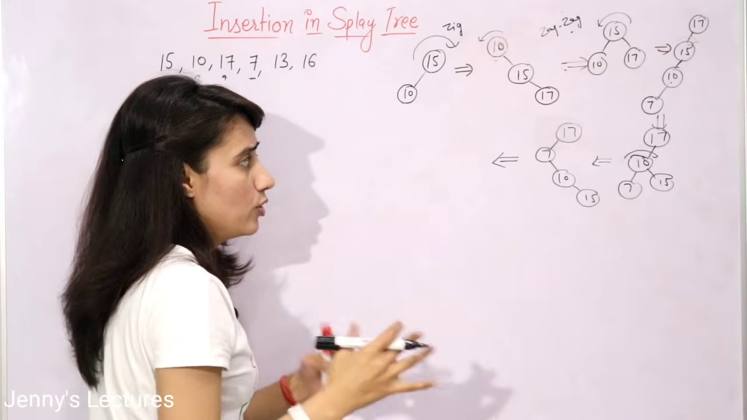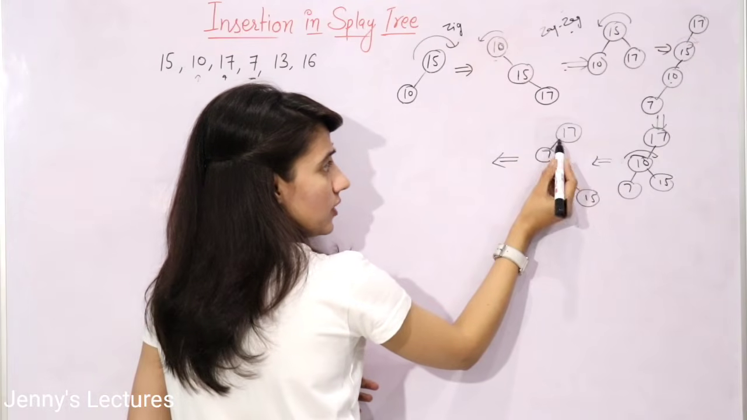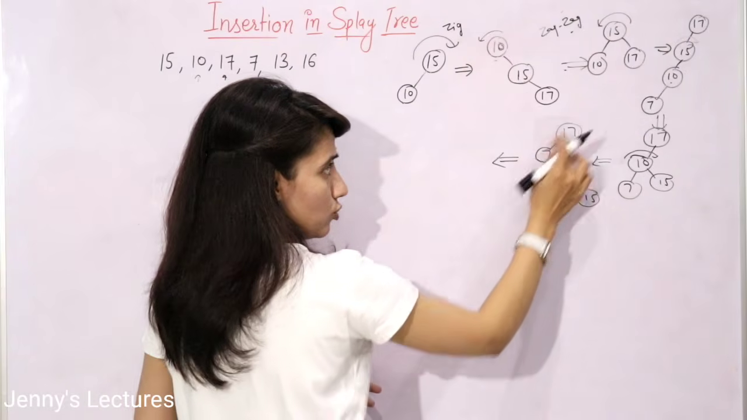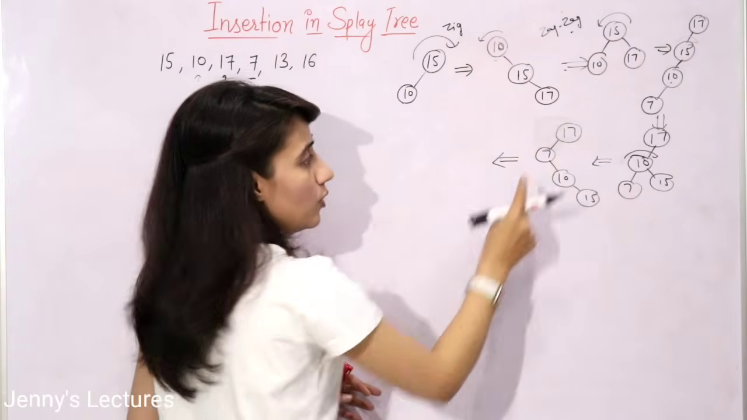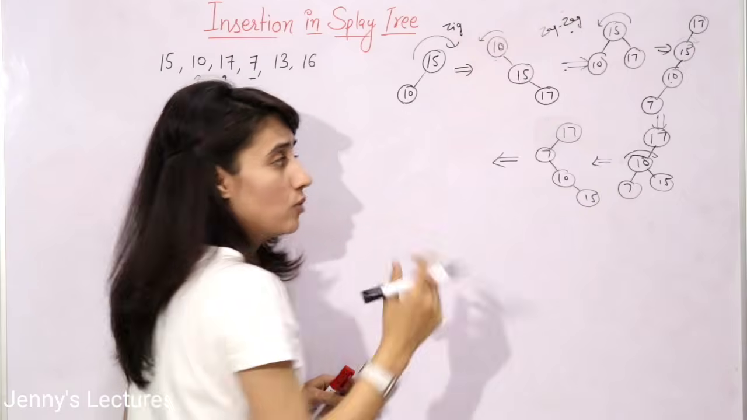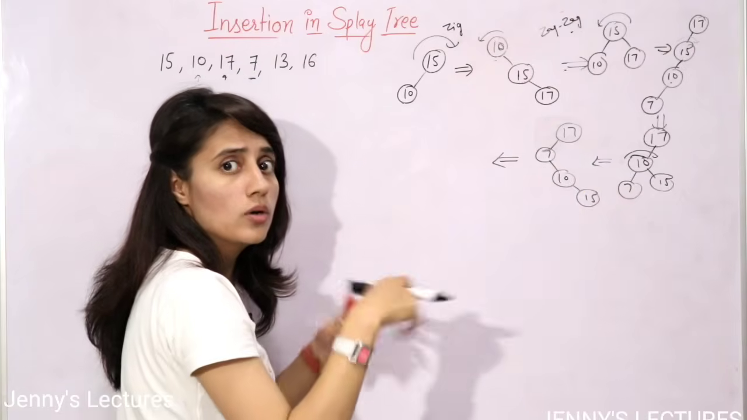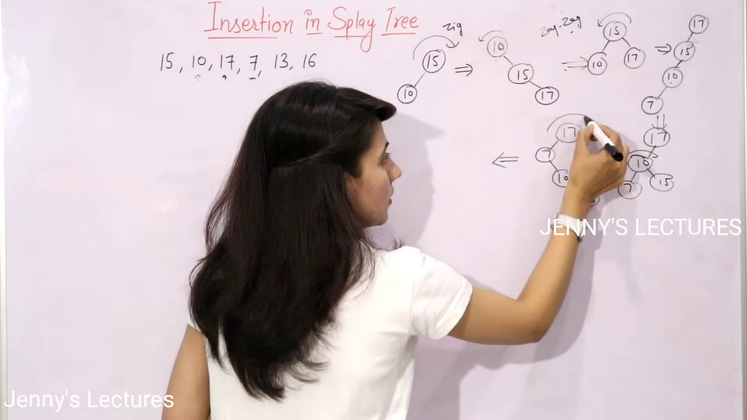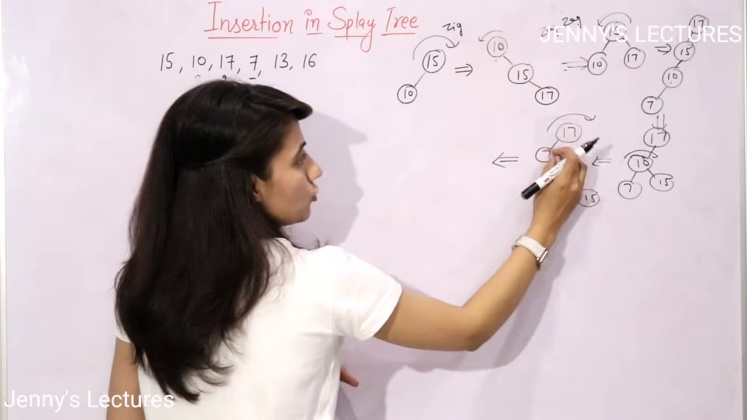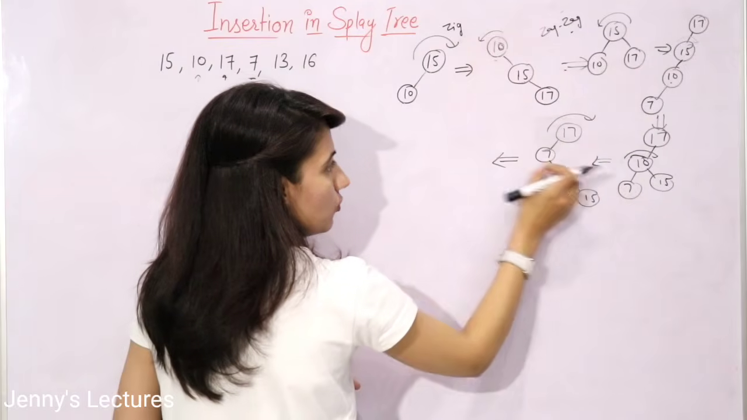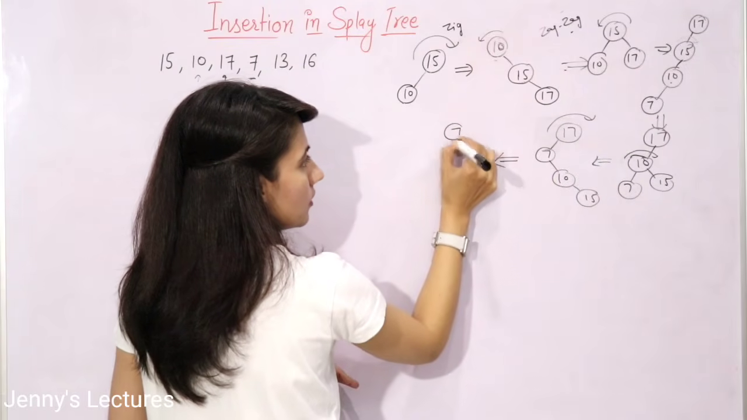Now check which case you need to apply. The parent of 7 is the root node, so 7 does not have a grandparent now. So this is a zig situation. Now check whether it is the left child or right child of the root. It is the left child of the root, so do a right rotation about this parent. Right rotation means we pull the root 17 downward and 7 goes upward.